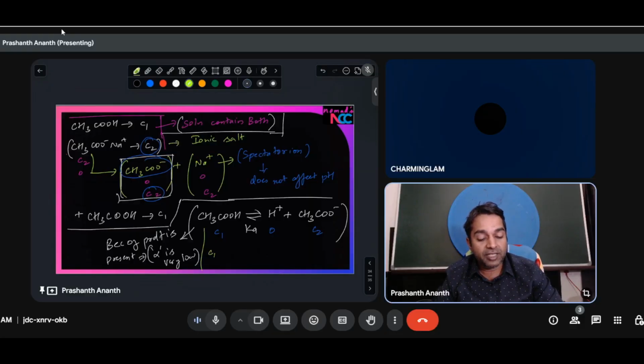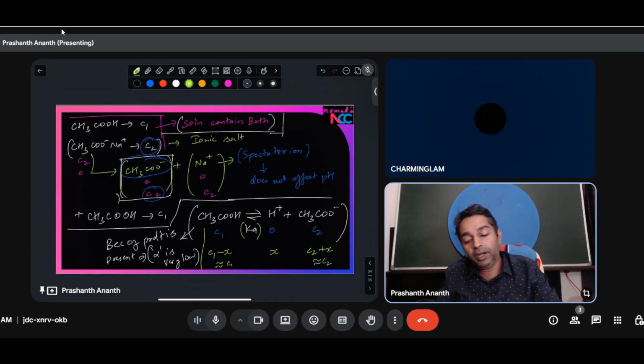So we'll have it as C1 minus x. This will be some x. This will be some C2 plus x. Correct. But if alpha is very low, then I can say C1 minus x over here is approximately equal to C1, and C2 plus x is approximately equal to C2, right? And the equilibrium constant is Ka here.